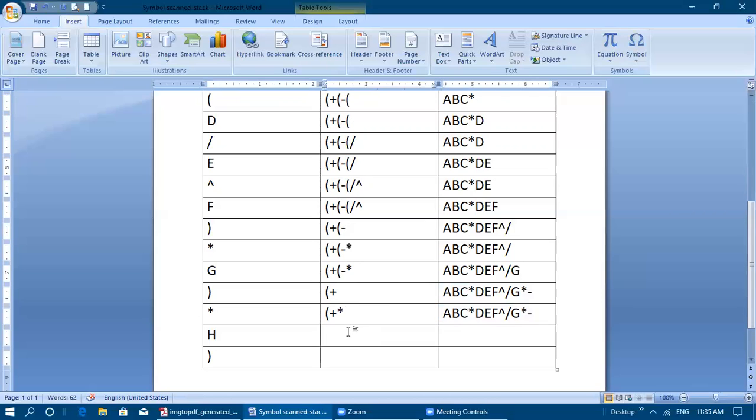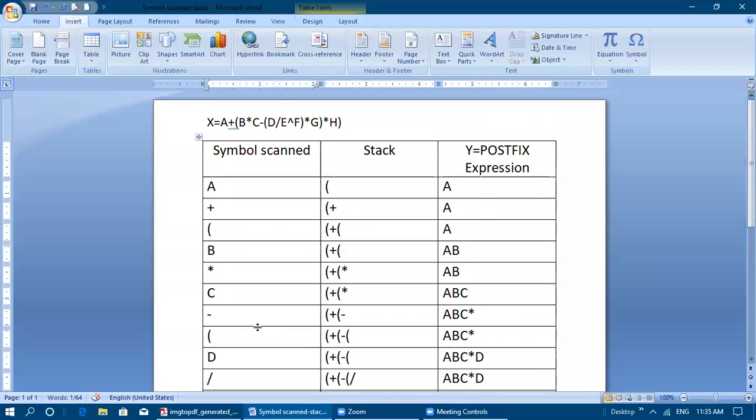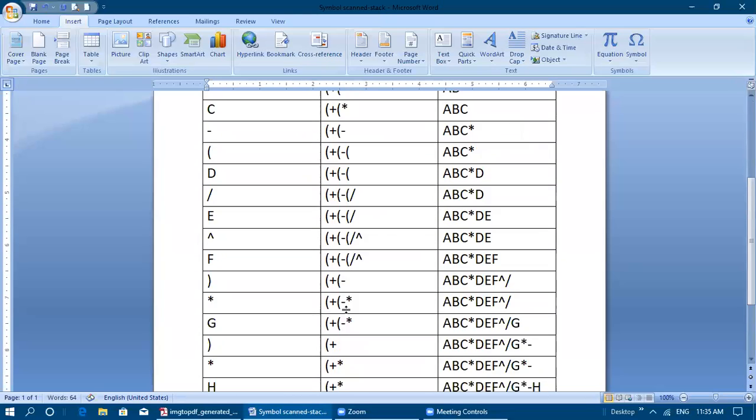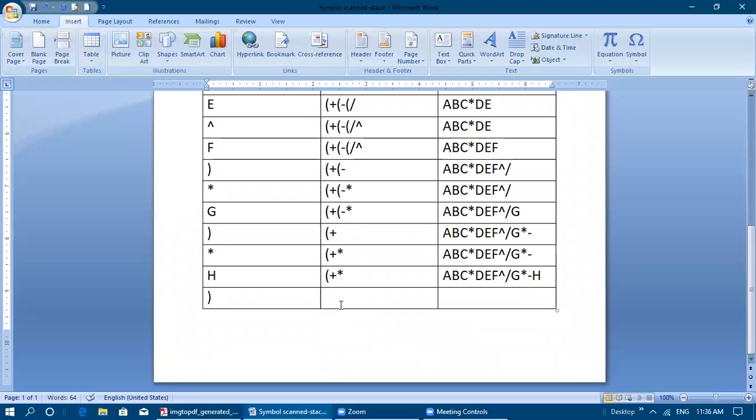Now we are reading H. So just copy these elements here and place H at the end of the output Y. Then here we are going to encounter a right parenthesis. That's why I said at the beginning, check whether opening and closing parentheses are equally placed. So here you just place the opening parenthesis, and now everything is matched: 3 opening and 3 closing.